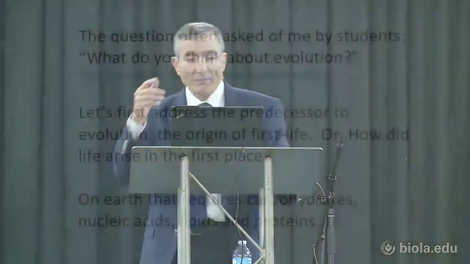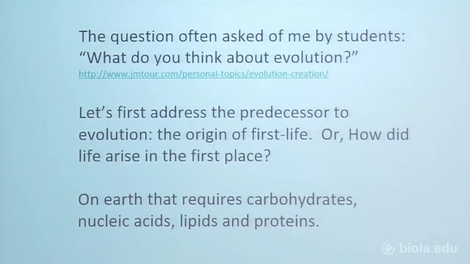And on Earth, life has to have 4 compounds. It has to have carbohydrates, nucleic acids, lipids, and proteins. Those 4 compounds are what life is made out of today. That's what you and me are made out of. We're not made out of silicon. We're not made out of tungsten. We're made out of these molecules: carbohydrates, nucleic acids, lipids, and proteins.